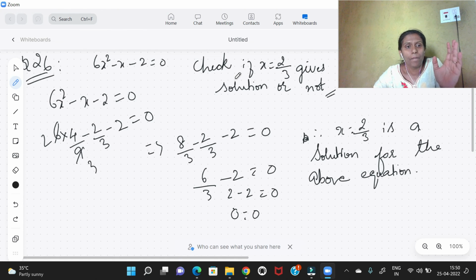Now you check. You are replacing x by 2 by 3. X square would be 2 by 3 into 2 by 3, which is 4 by 9. Done. So on substitution, you got the value as 0. On the left side is 0, and of course on the right side they wanted it to be 0, and you got it, and therefore it's a solution.